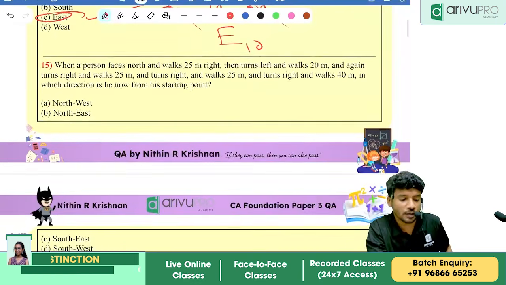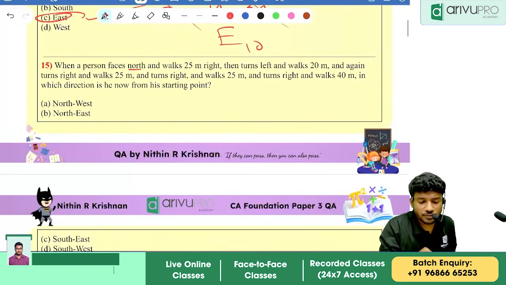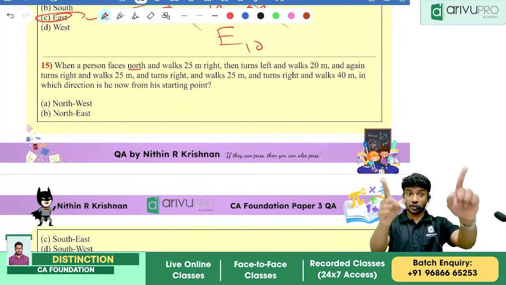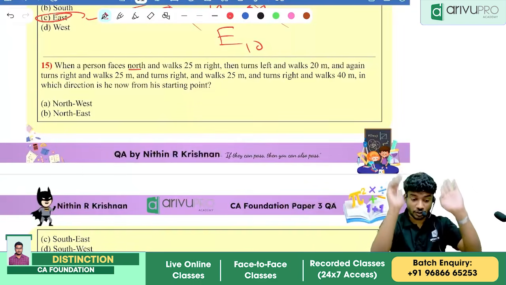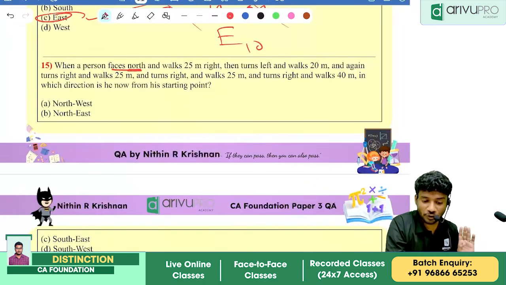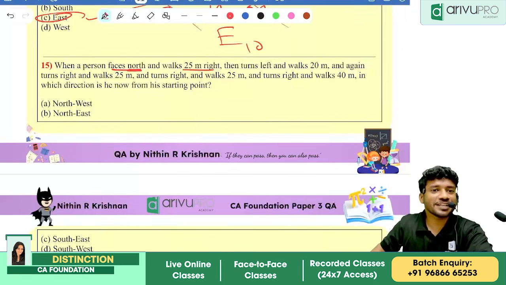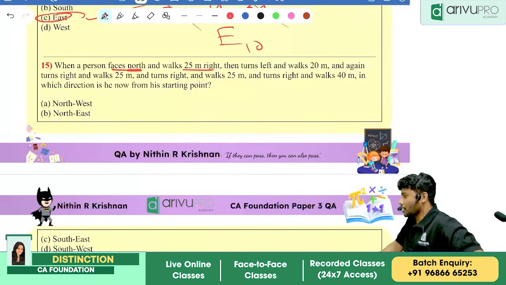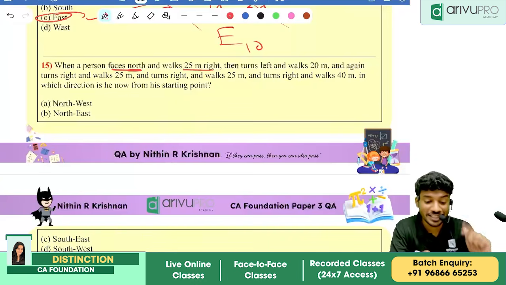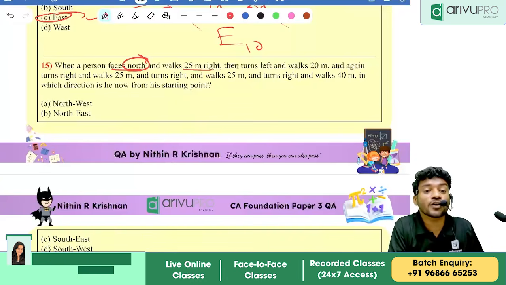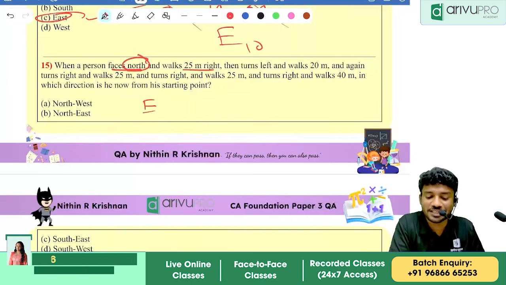Okay. Next one. A person is facing north. Remember that. Very important question. A person faces north and walks 25 meters right. People, I was facing like this. Then I saw someone I don't like. I just turned right and I walk. So initial direction is what? Right of north is what? East is the initial direction.